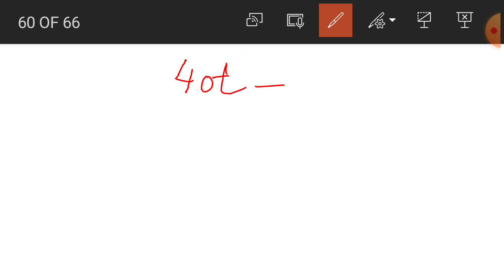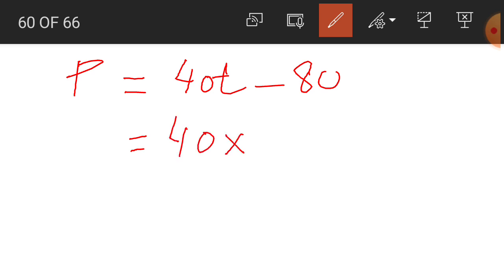Let me consider this equation. This is the equation for the power, 40t minus 80. This is the equation for the power in region number 2, and in region number 2 the time is changing from 1 to 2. So let us calculate this power at time t equal to 1. At time t equal to 1, we have 40 into 1 minus 80, so we get minus 40 watt.